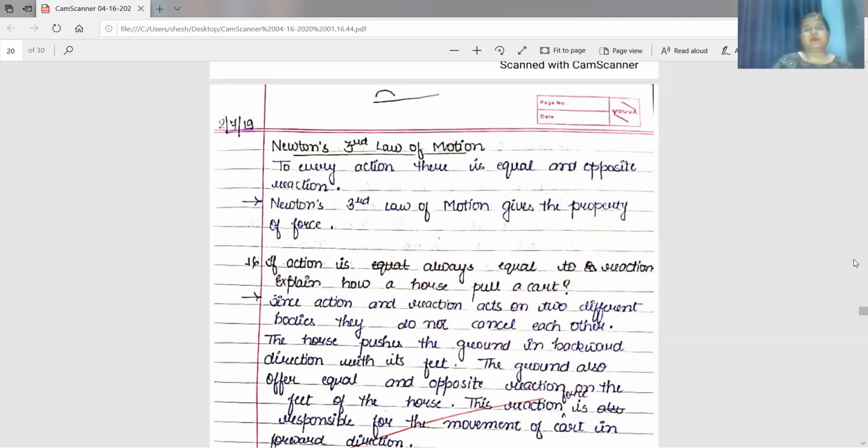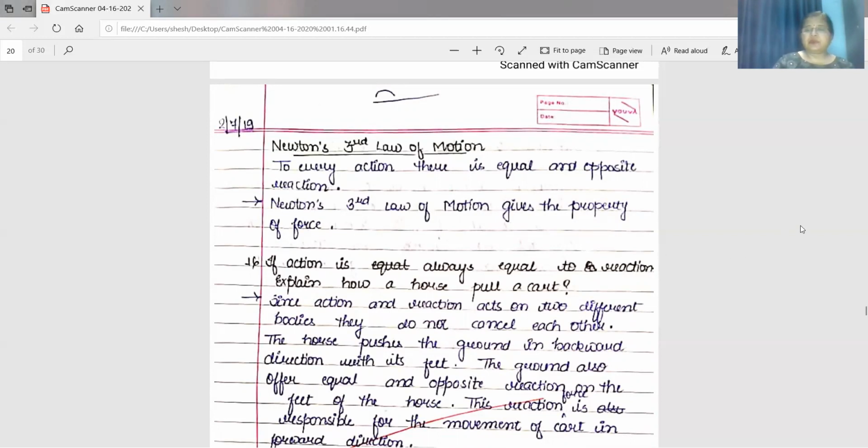What does it mean? To every action, if you beat someone with a force of 2 Newton, you will get back as reaction force which is equal to 2 Newton only. To every action there is equal and opposite reaction. Newton's first law of motion gives the definition of force, the second law gives the measure of force, and the third law gives the property of force.